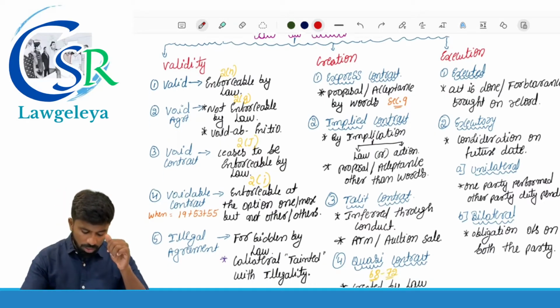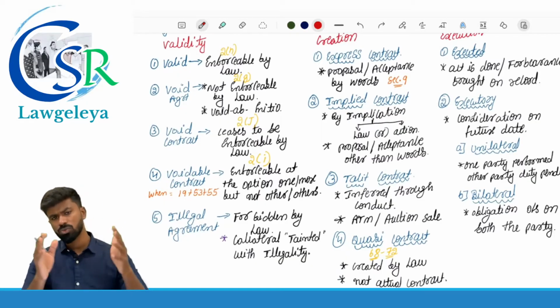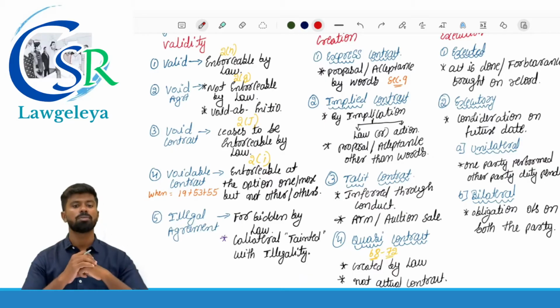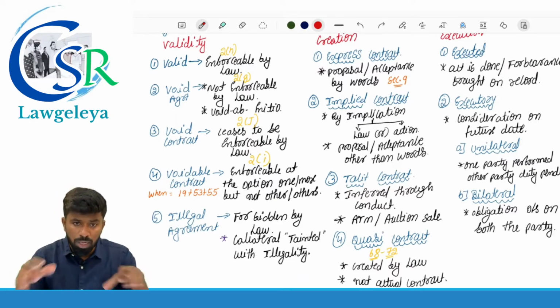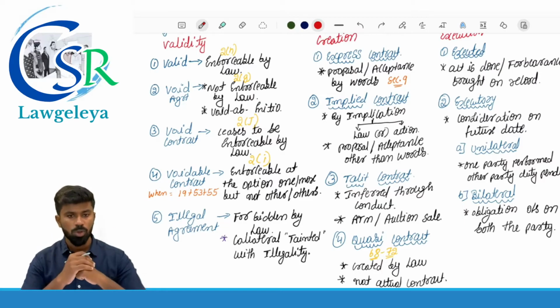On the basis of validity, what is the first contract? A valid contract. So what is a valid contract, sir? A contract which is enforceable by law is called what contract? A valid contract. Section number 2H. I repeat, an agreement which is enforceable by law is called what contract? A valid contract.